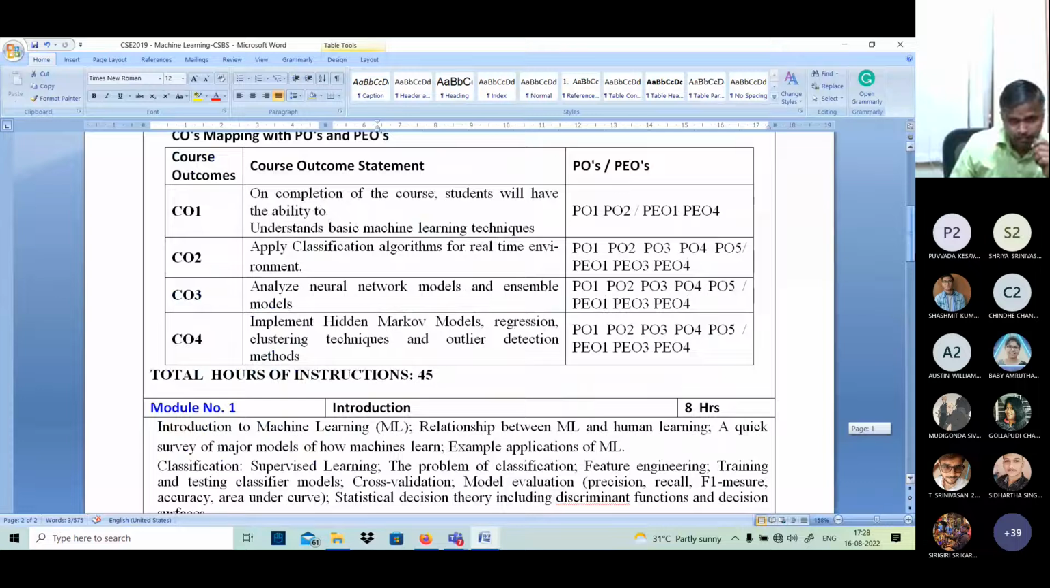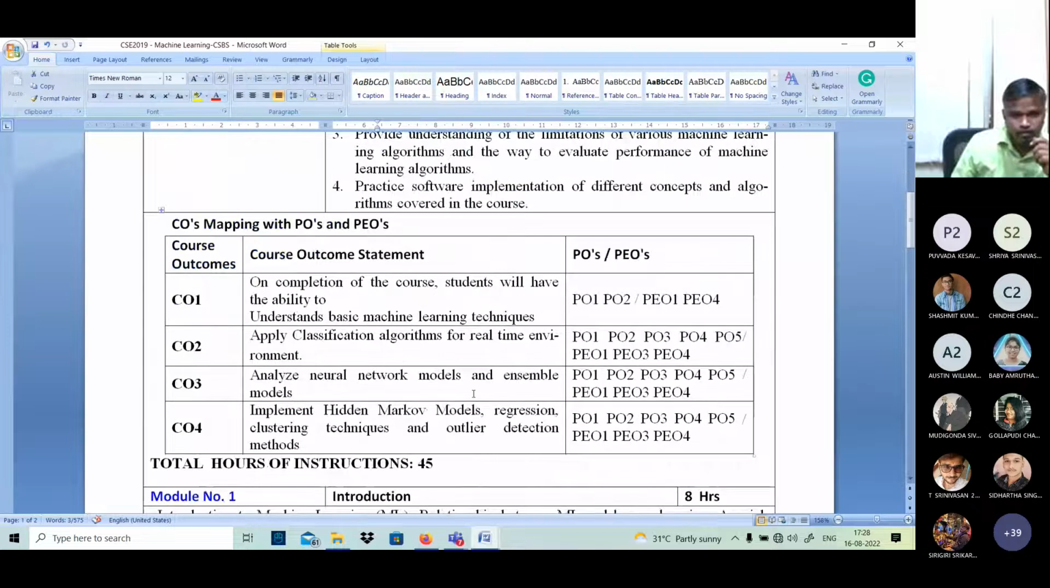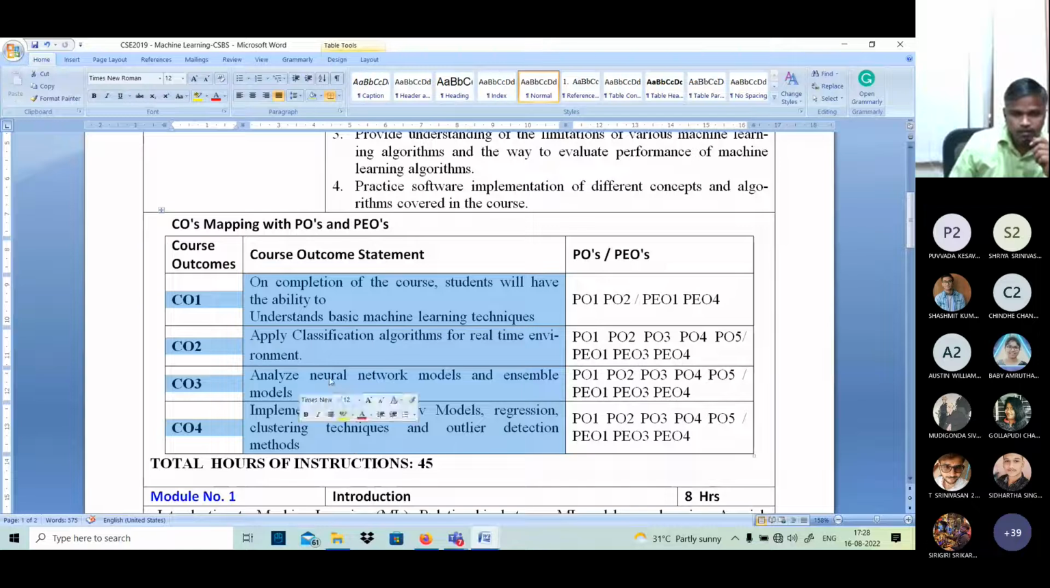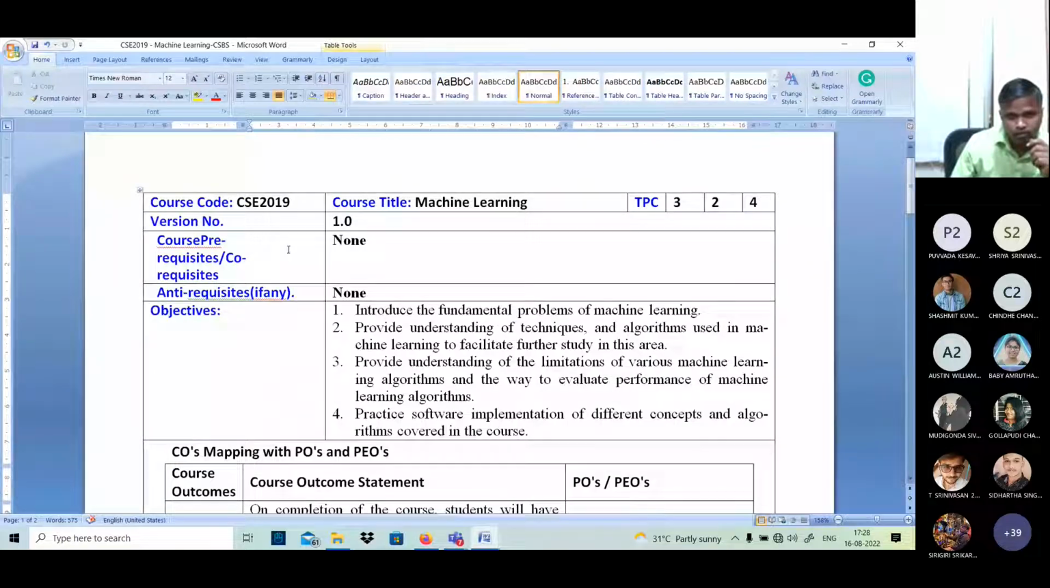Here, the main thing is you should know why you study this subject. The important thing is you should understand the basics of machine learning, supervised learning, and unsupervised learning to solve real-time problems, right? This is about the machine learning course. The code is CAC 2019.